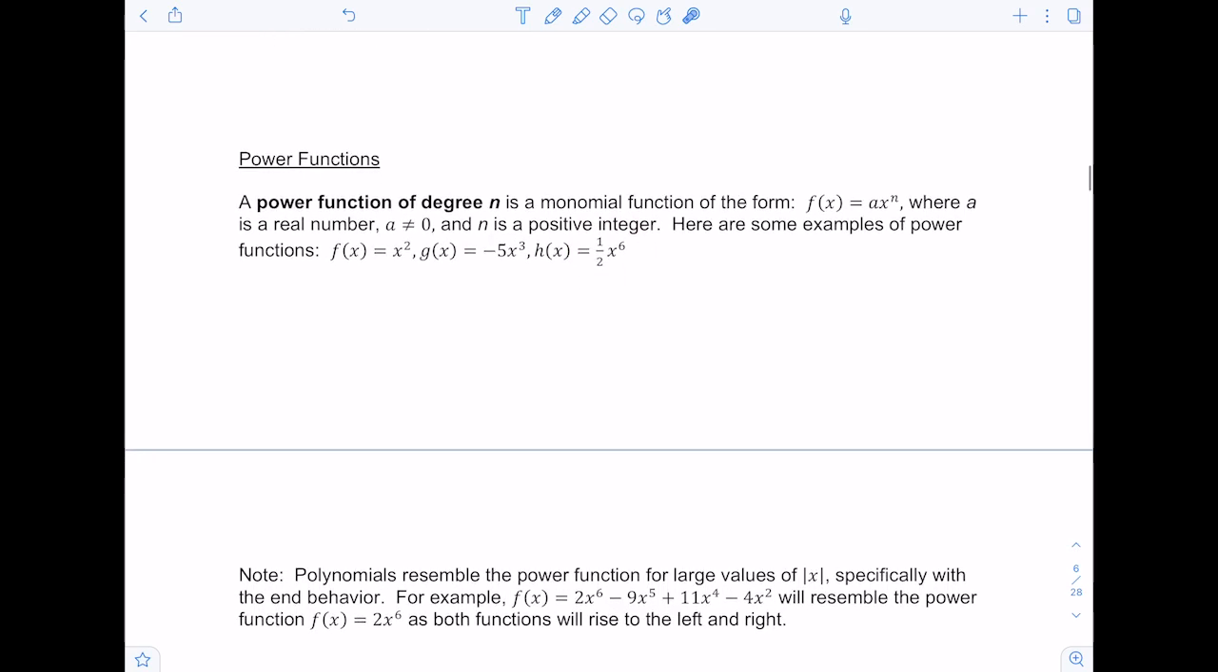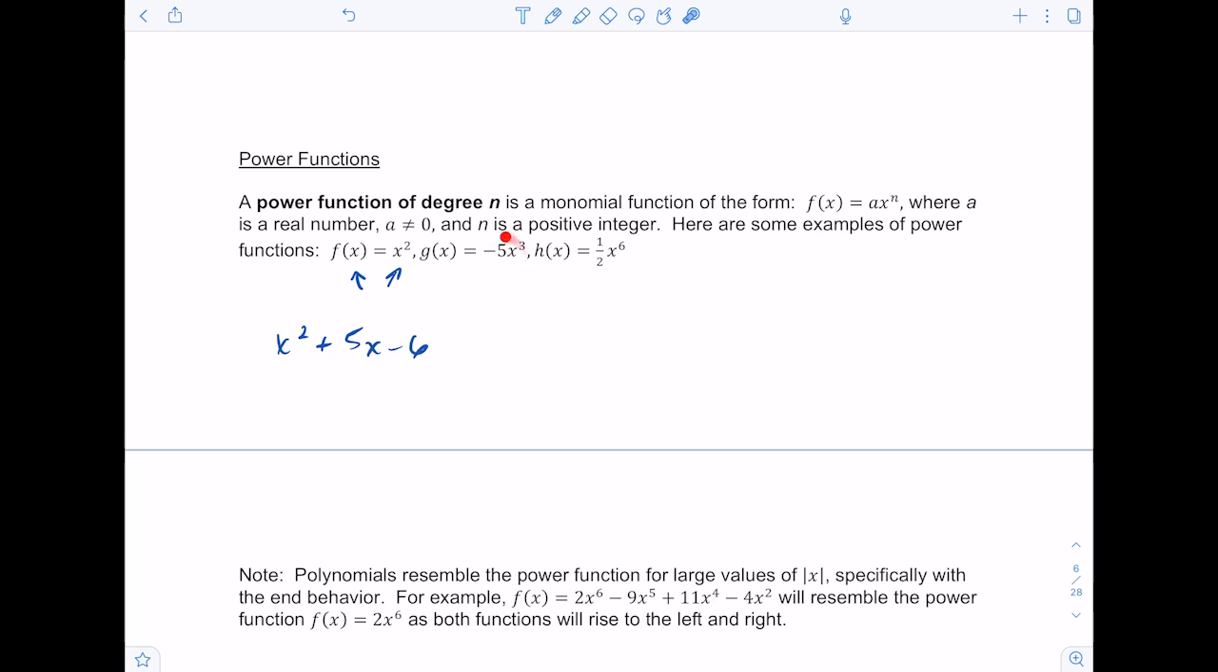Okay, and what's important to remember is that polynomials resemble a power function when you have large values of the absolute value of x, specifically with end behavior. So x squared, I know it's positive and even, so the graph, remember, is going to go up on both sides. So if I was to take x squared, a power function, and let's say add on to it, like something like this, if you graph that equation, it's going to resemble the power function. So even though it will look slightly different, it'll go through the x-axis in different places, it's going to contain the same end behavior. It's going to approach positive infinity as x approaches positive or negative infinity.